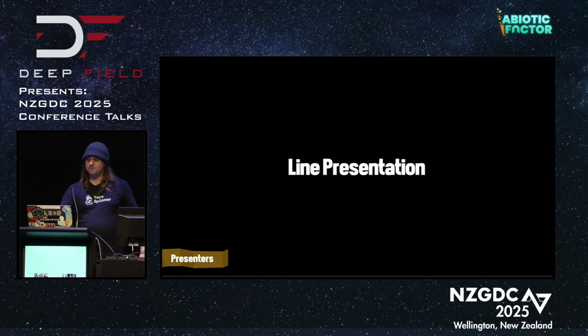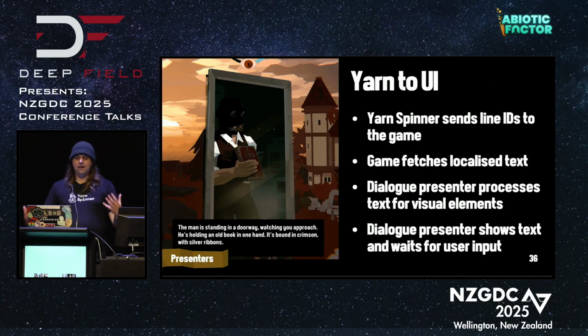Let's look at lines. So a line is, well, it's a line of dialogue. Yarn Spinner will take a line ID, send it into the game. The game then goes, okay, I'll go fetch the appropriate piece of text required for that line ID. And that's how we do localization. So basically all Yarn Spinner is doing is saying line ID, and it's up to your game to find the appropriate text, which means that you don't have to be locked into a specific localization system.